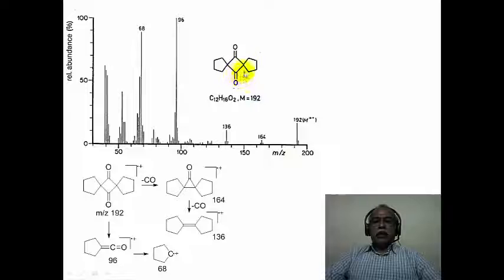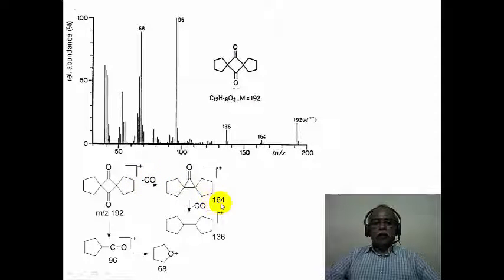Here is a spiroketone. It's a very interesting fragmentation that is taking place. The molecular weight is 192. A symmetrical fragmentation of these two bonds produces this ketene kind of system, which has a molecular weight of about 96, and that is registered as the base peak in this particular spectrum. It can also lose carbon monoxide in a sequential manner, as is shown.